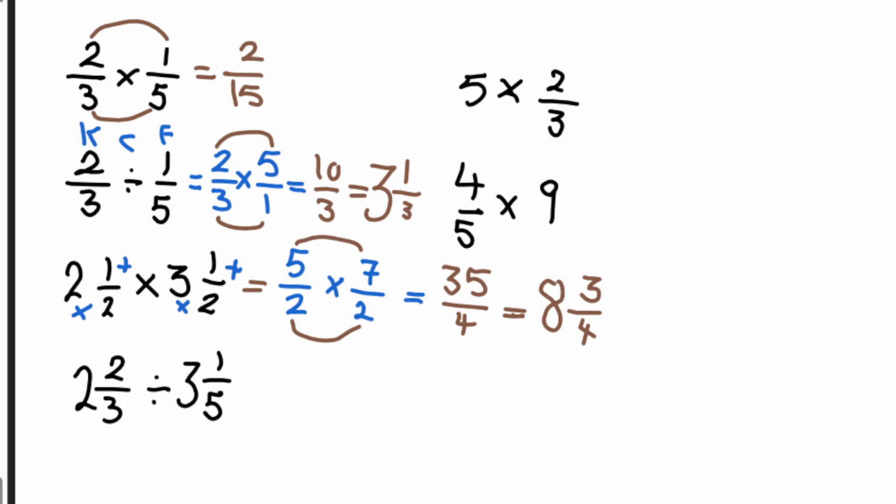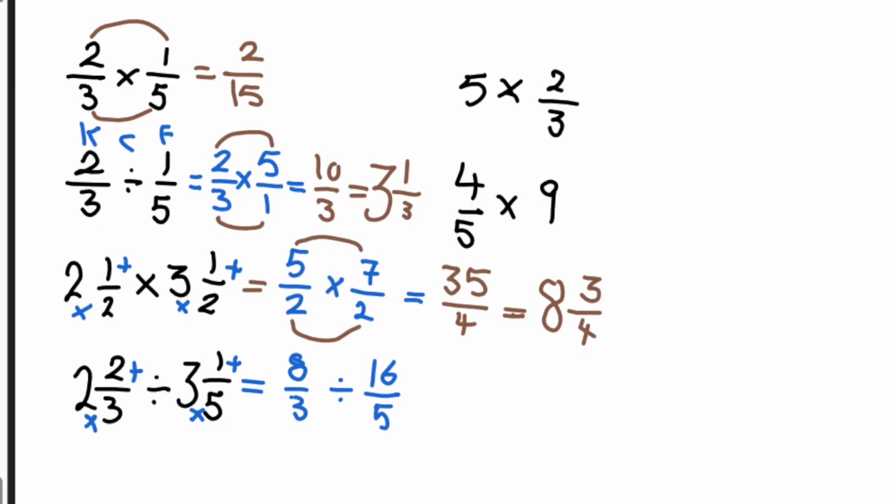How amazing. Now division, it's fun. Let's do it. First, convert into improper fractions. So 2 times 3 is 6, plus 2 is 8, so it's going to be 8/3, divided by 3 times 5 is 15, plus 1 is 16, over the same denominator.